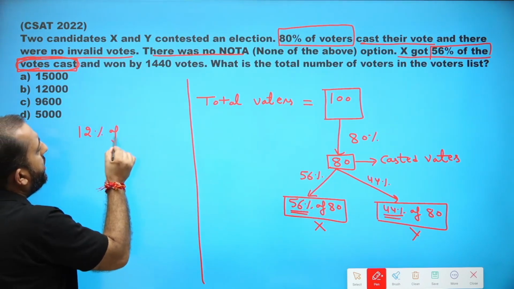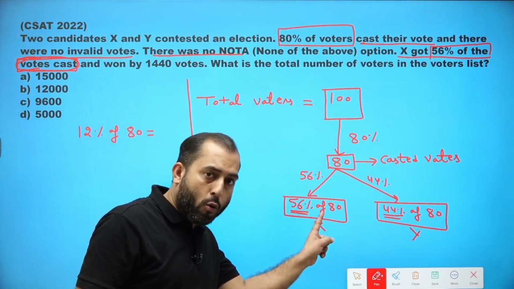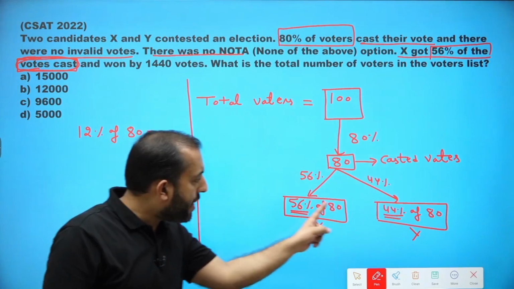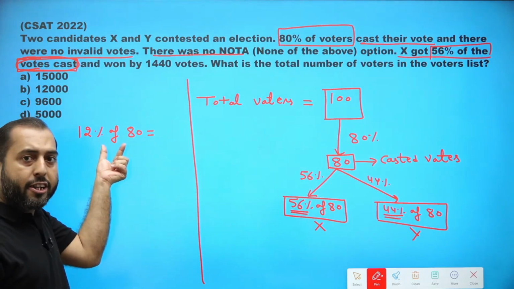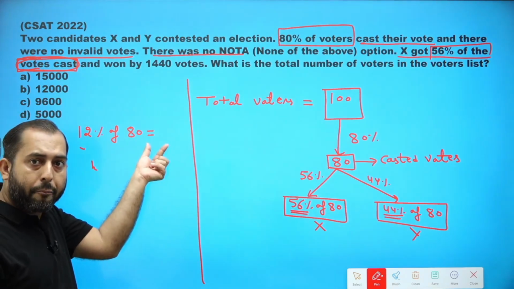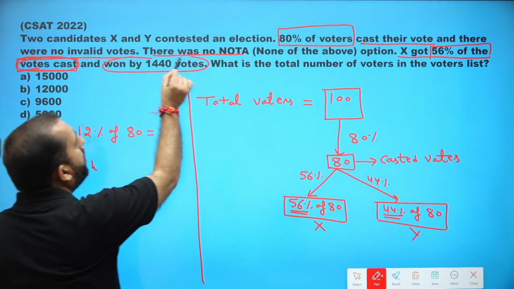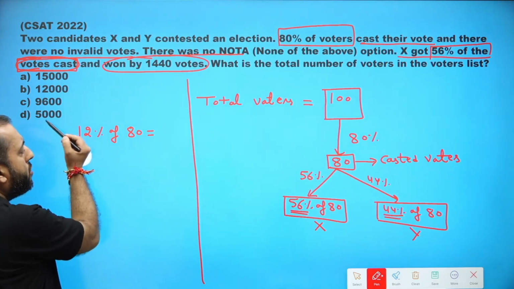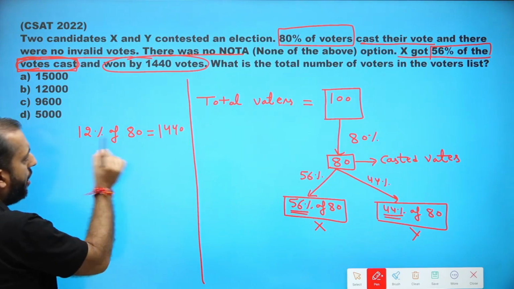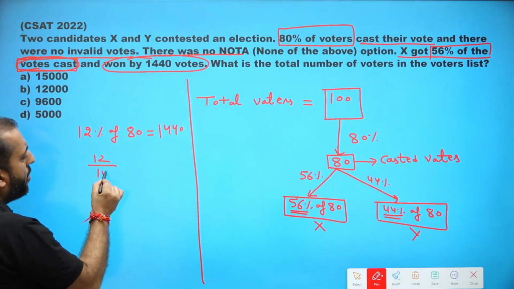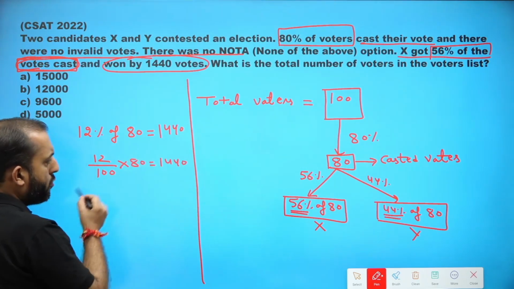12% of 80 is the count of votes that X has more as compared to Y. So I can say in terms of percentage, X has won the election by 12% of 80. And in terms of actual number, X won by how many votes? 1440 votes. So this must be equal to 1440. It is equal to 12 upon 100 into 80, which is equal to 9.6.